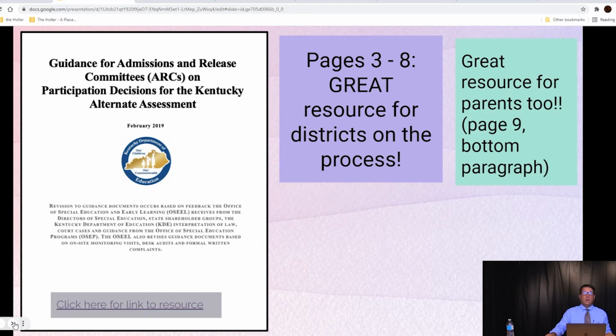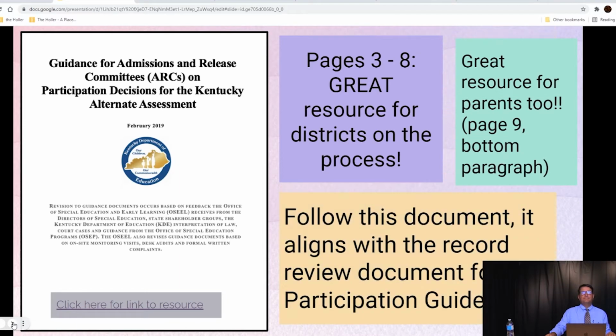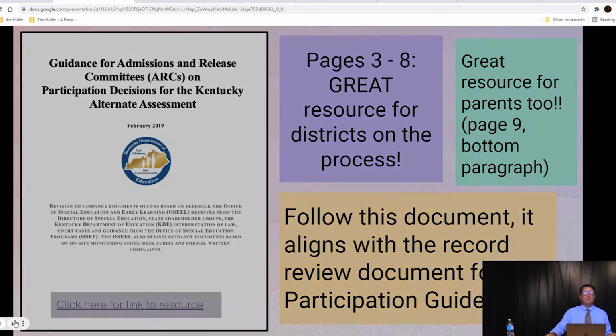Page 9 also is a great resource for parents because it goes into great detail about the alternate assessment, the diplomas that you get from the alternate assessment participation, and the difference between the diplomas and that kind of thing. So you've got a lot of information starting there on page 9 that is going to be very vital for parents as they consider this and as they make their decision as they move through this process. And then also follow this document, it aligns with the record review document for participation guidelines as well, which is another document that is out there for us. There's a participation guidelines record review document that also provides that how-to and gives us a scoring guide as well for those kinds of decisions.